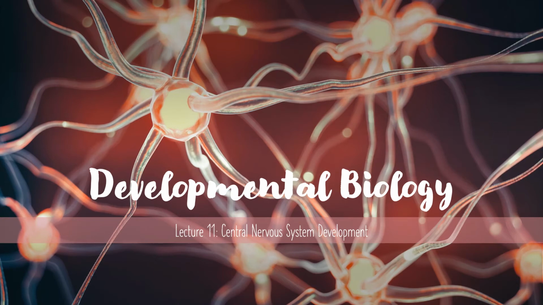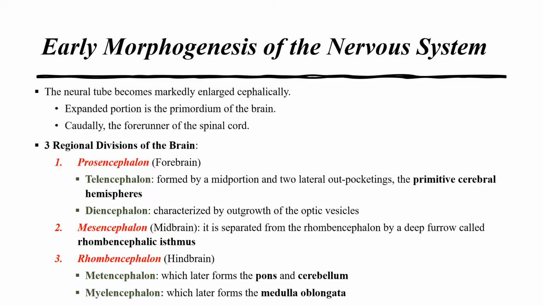Okay, so for today, I'll be discussing one of the major systems that we will be tackling in developmental biology, which is your central nervous system. For the early morphogenesis of the nervous system, of course, we are all aware that for the central nervous system, all of the different growing structures are actually coming from the neural tube.